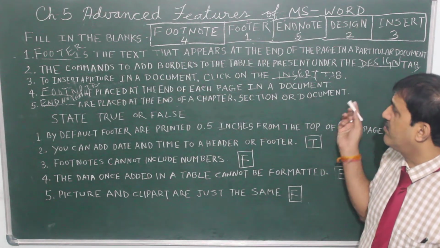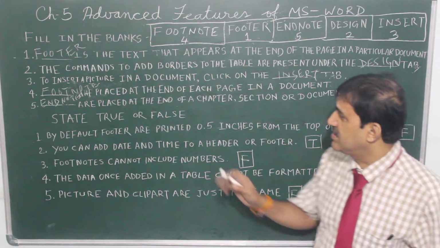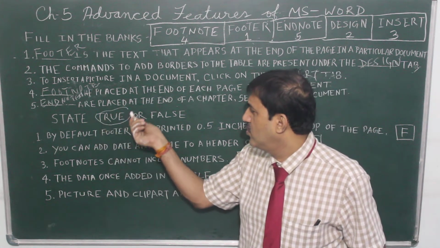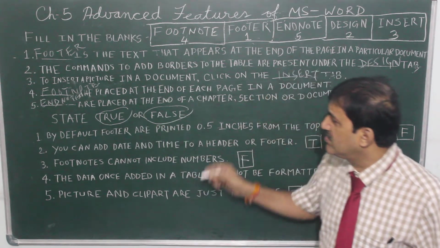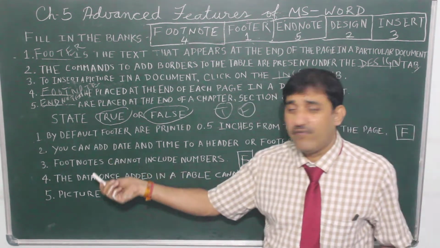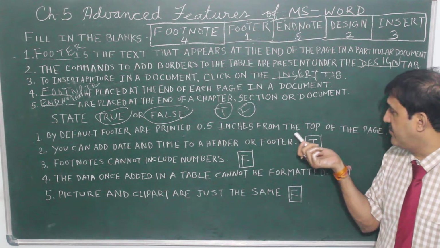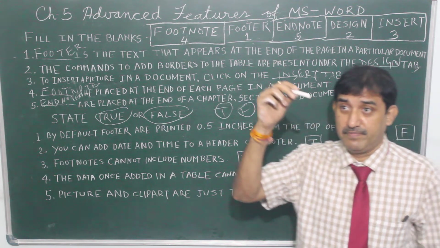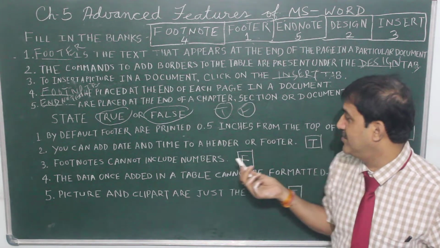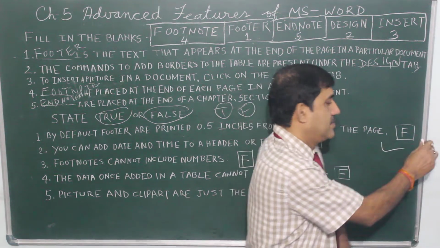Now, this is clear up to here. There is no complication over here, because this is set as it is. Now you will come to the true and false statements. You can place down T for true, and F for false. And this is also a complicated one. By default, the footers are printed 0.5 inches from the top of the page. Footer is at the bottom, so it cannot be from the top of the page. So it should be false.